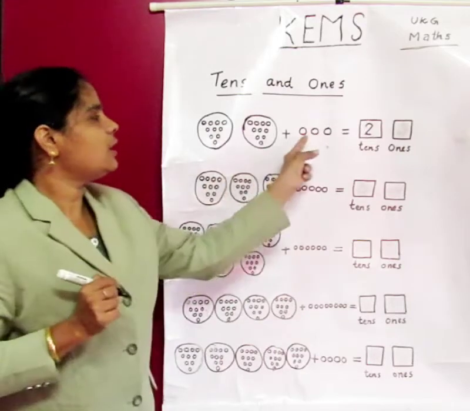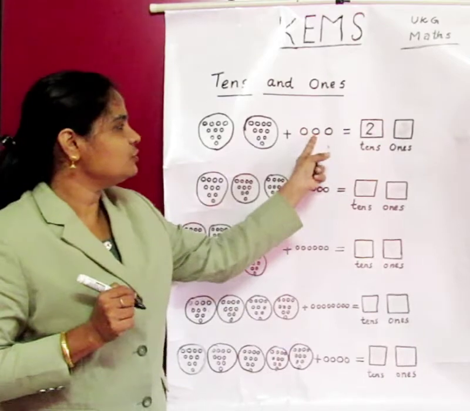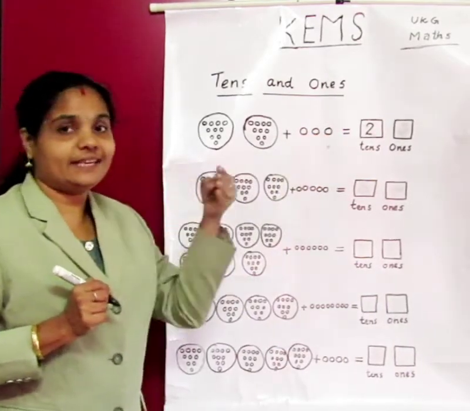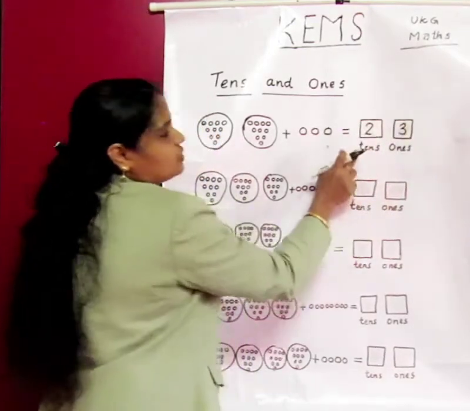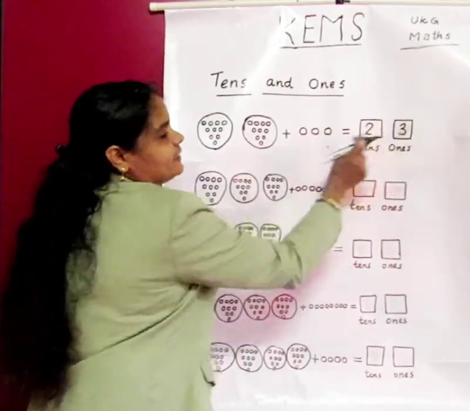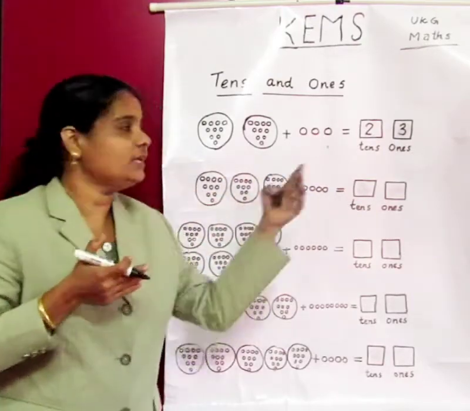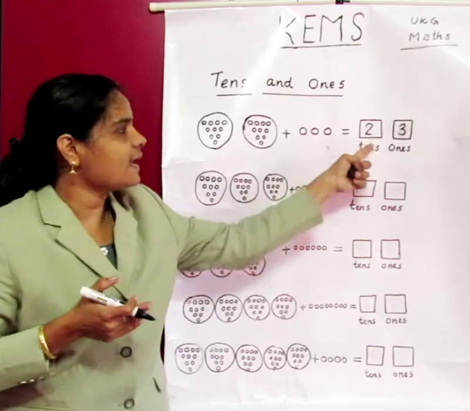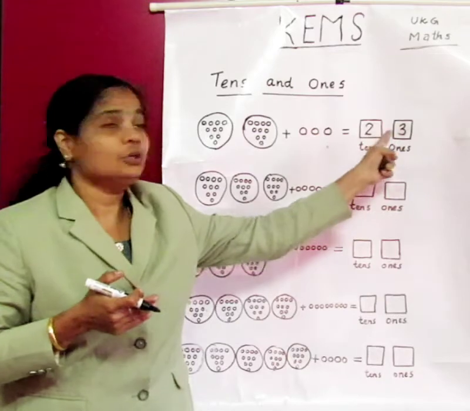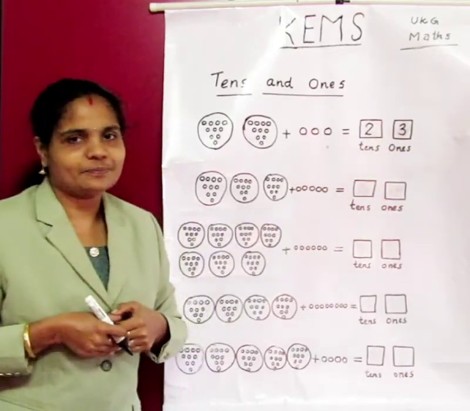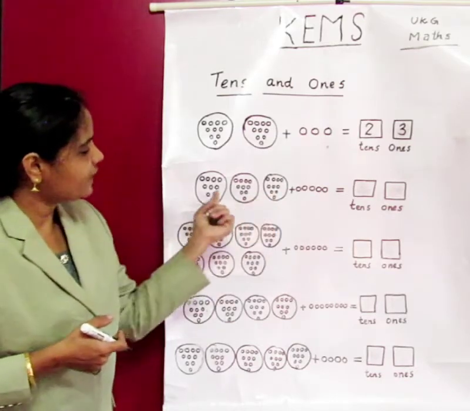Then, how many ones are here? Count 1, 2, 3. 3 ones. Okay. 3 ones. So, we get the number 23. In the number 23, 2 tens and 3 ones. 2 tens and 3 ones are 23. Clear? Then another example.